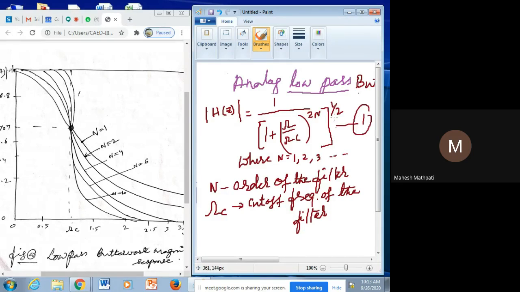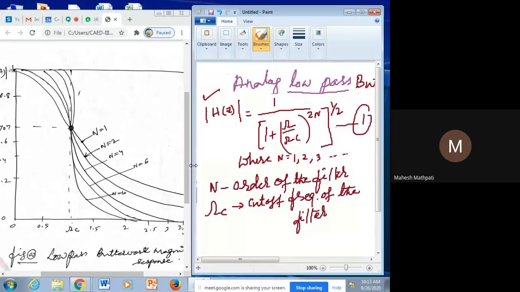Now, based on this equation 1, we need to understand the characteristics of this Butterworth filter. Are you able to understand what I am writing and telling? Magnitude H of z equals 1 divided by 1 plus omega by omega c to the power 2n whole to the power 1 by 2, where n is the order of the filter and omega c is the cutoff frequency of the filter. Now, based on this equation, we will write down the characteristics of this analog filter.